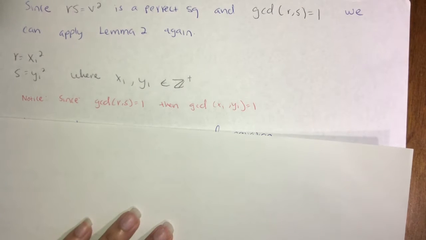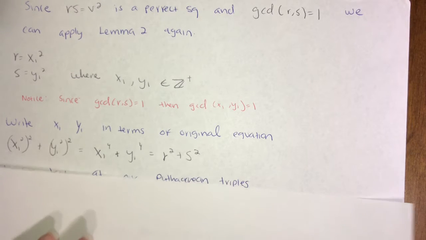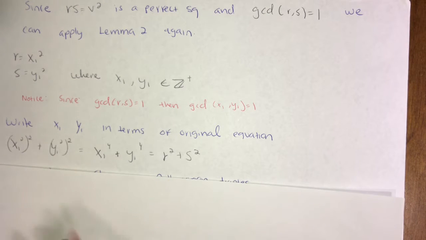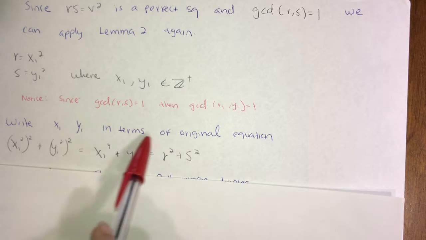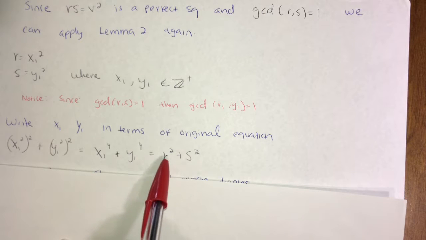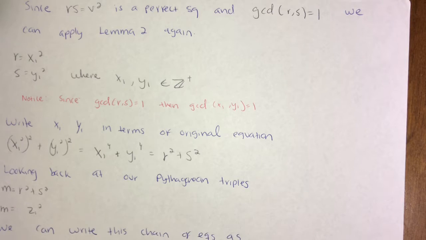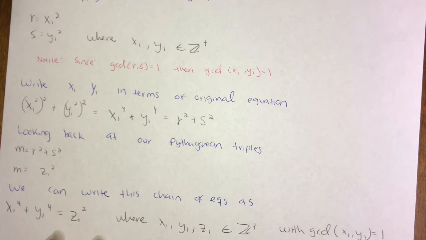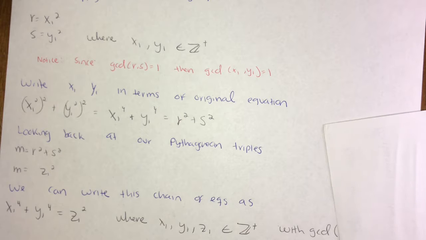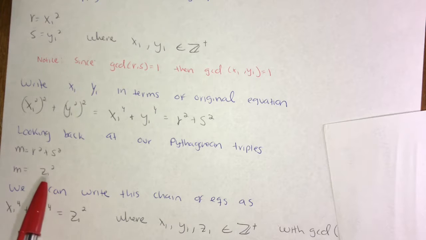I do want you to notice that the GCD of r and s is 1, and if that is so, the GCD of x sub 1 and y sub 1 is going to be 1 as well. Okay, so we can write x sub 1, y sub 1 in terms of the original equation. I did that for you, and that's going to equal r squared plus s squared. So now if we look back at our Pythagorean triples, we can see that m is equal to r squared plus s squared, or in other terms, m is equal to z sub 1 squared.